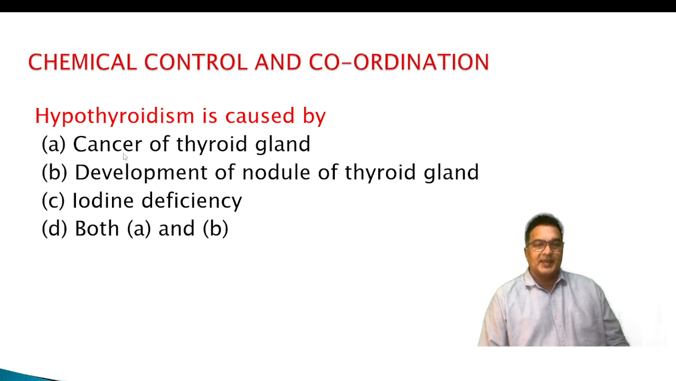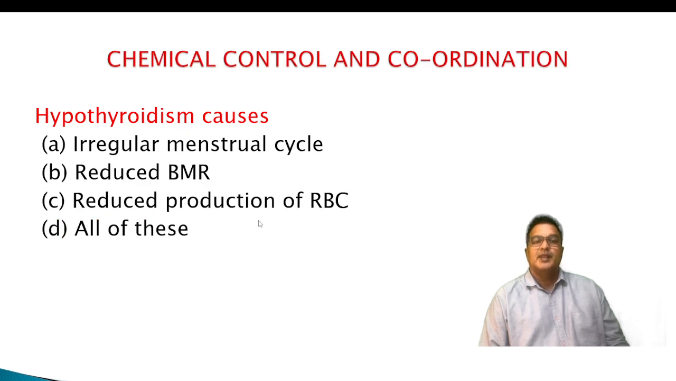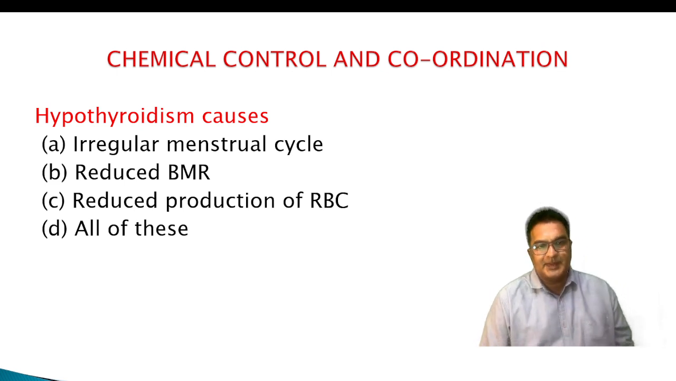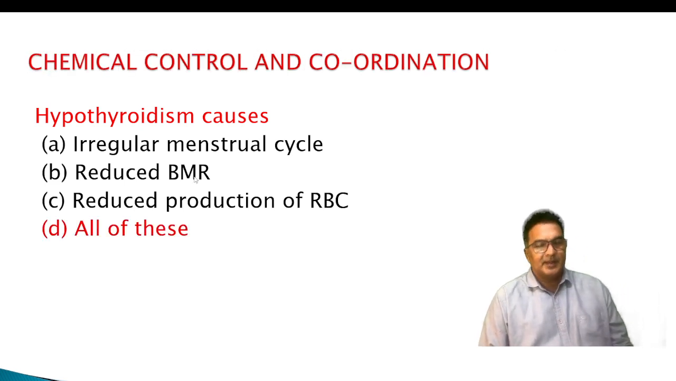Hypothyroidism is caused by cancer of the thyroid gland, development of a nodule of the thyroid gland, iodine deficiency, both A and B. So here, cancer of the thyroid gland or development of a nodule of the thyroid gland might be the reason. Hypothyroidism causes irregular menstrual cycle, reduced BMR, basic metabolic rate, and also reduction in the production of RBC.